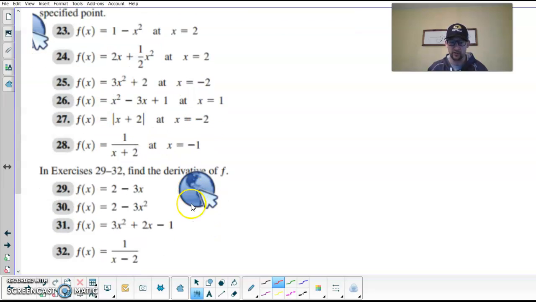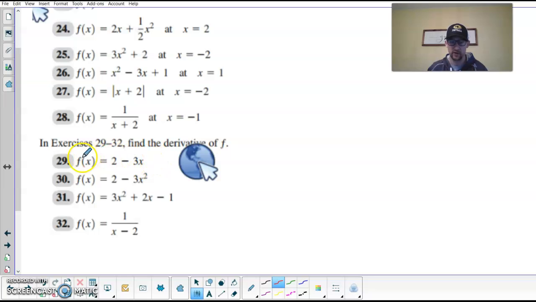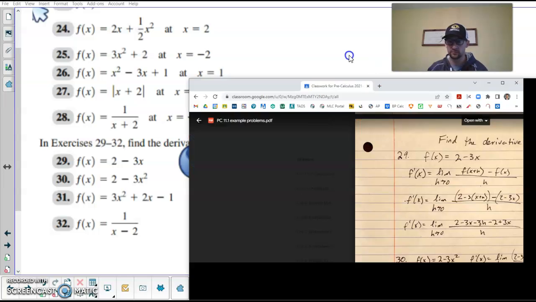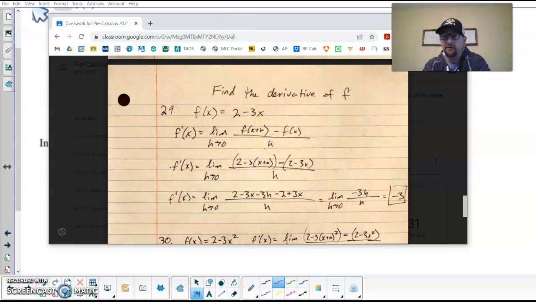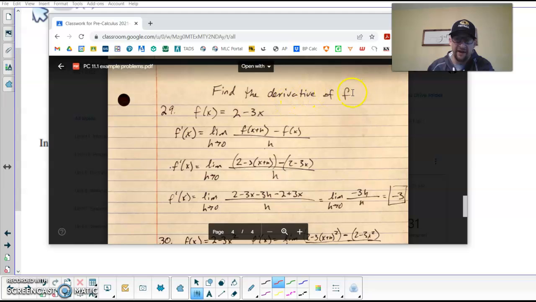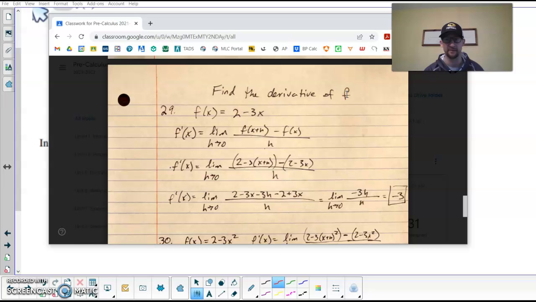So what I want to do is look at a couple of these examples real quick. So 29, 30, and 31, what I did is I wrote those out in the completed problems. I'll walk you through the explanations for each. So for all three of these problems, it says find the derivative of f. The first one, number 29, f of x equals 2 minus 3x. To find the derivative of a function, I'm looking for a brand new function, and that brand new function will describe the slope of the original function at any value of x.